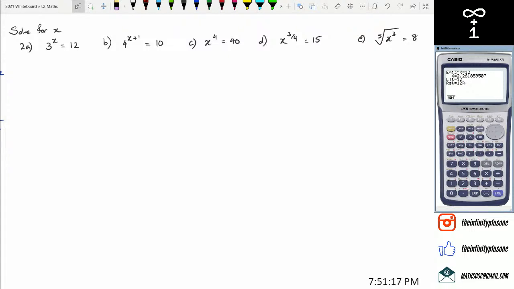Okay? Now, how do we know whether this is right or wrong? Well, actually, you do know. Because think about it like this. If I have 3 to the power of 1, that's equal to 3. If I have 3 to the power of 2, then it is going to be 9. And 3 to the power of 3 is going to be 27.